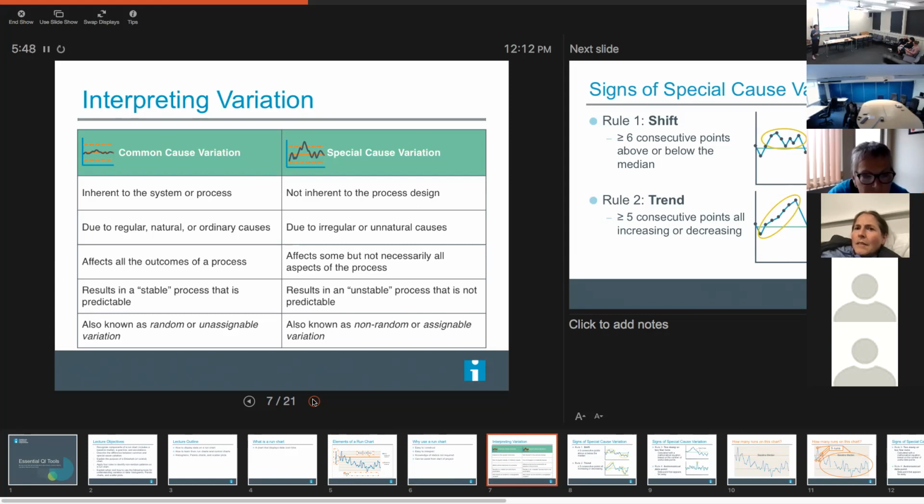So I thought we might just take a moment here and you could talk in your groups of 2 or 3. We'll just have a quick chat and see if we can come up with some ideas of things that might cause variation that would be common cause variation and some examples of things that might be special cause variation. So we'll take a minute or two to think about what that might be.